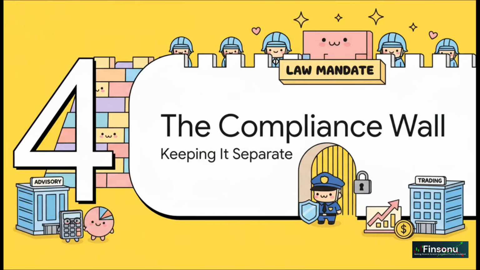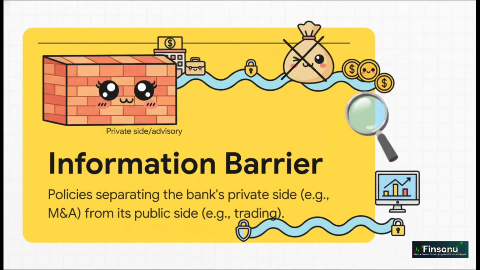in 2008. This brings us to probably one of the most important concepts you will ever learn as a new analyst: the separation between the advisory side and the trading side. It's not just a polite suggestion, it's a fortress wall, and it is mandated by law. It's officially called an information barrier, but you'll almost certainly hear people call it the Chinese wall.